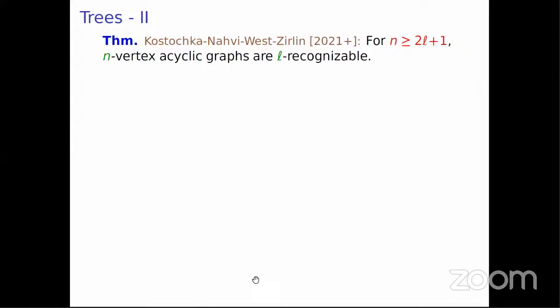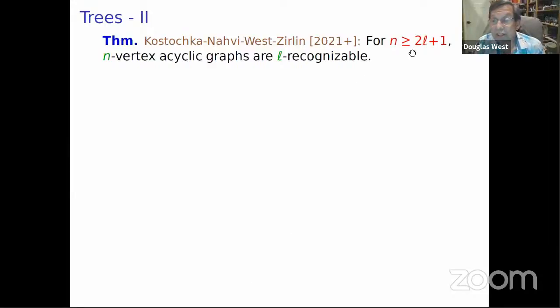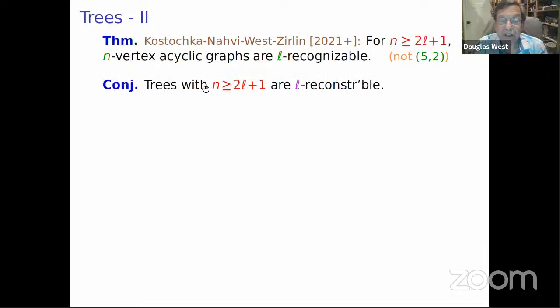So we were able to prove that with the same threshold, when N is at least two L plus one, we can recognize whether our deck came from a graph with a cycle or not. So acyclic graphs are L recognizable. But when we know the N minus L deck, as long as N is at least 2L plus 1, we also know the 2 deck. So we know the number of edges. So that means that with our theorem, there is this exception though, when N is 5 and L is 2, you've seen that counterexample, that trees with at least 2L plus 1 vertices will now be L reconstructible. So that's a conjecture.